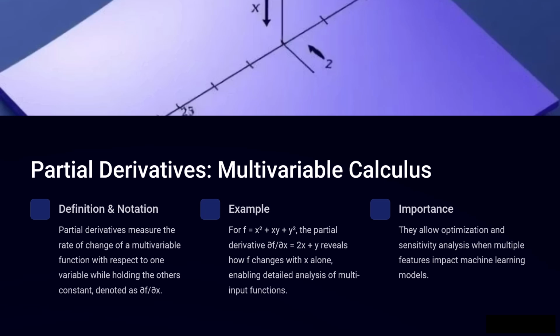Example. For f equals x squared plus xy plus y squared, the partial derivative of f with respect to x is equal to 2x plus y, which reveals how f changes with x alone, enabling detailed analysis of multi-input functions. Importance. They allow optimization and sensitivity analysis when multiple features impact machine learning models.